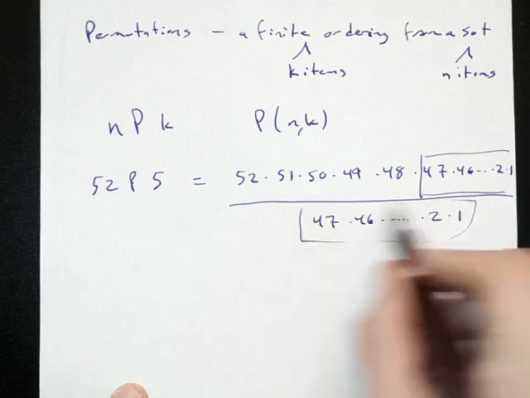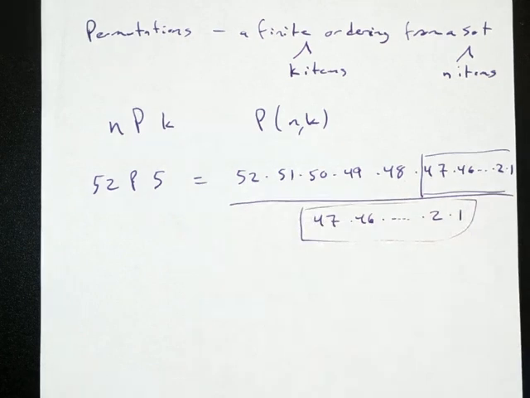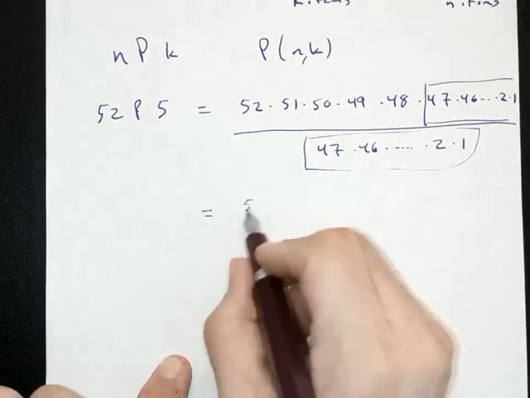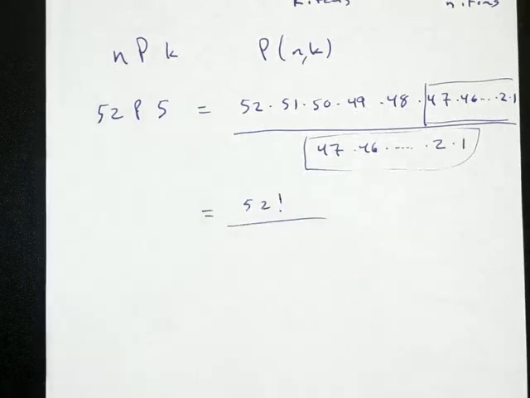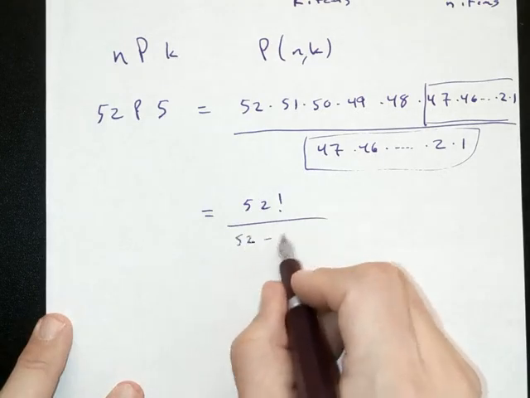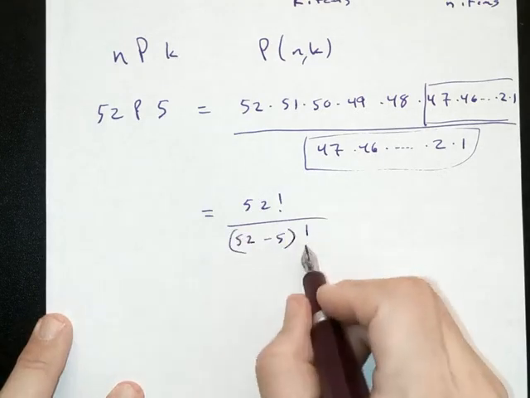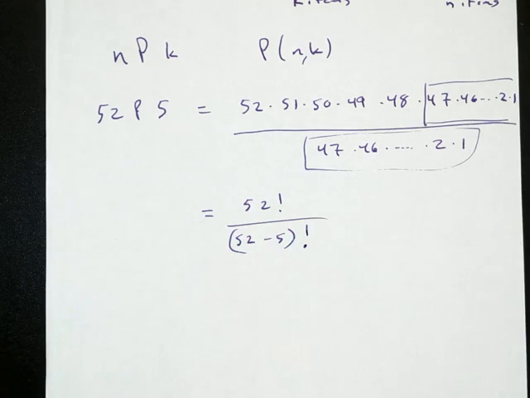If I divided, those would cancel, wouldn't they? Oh, so that makes the top of this 52 factorial, and it makes the bottom 52 minus 5 factorial.